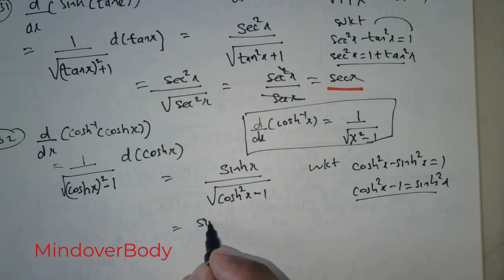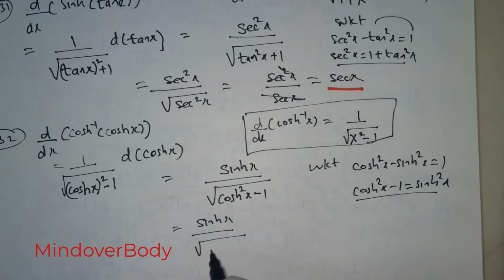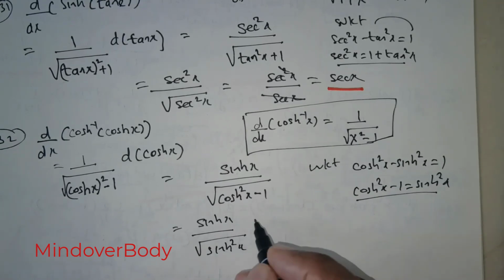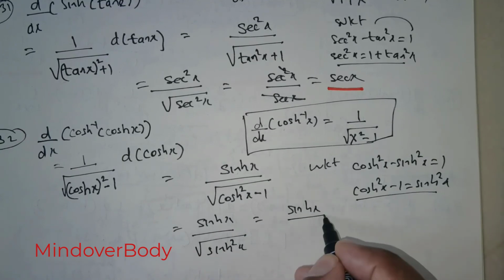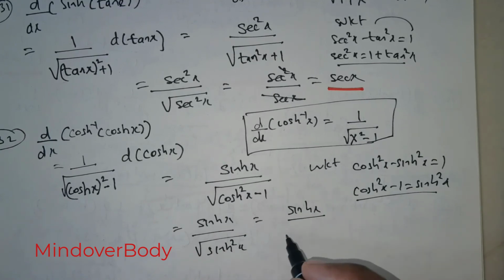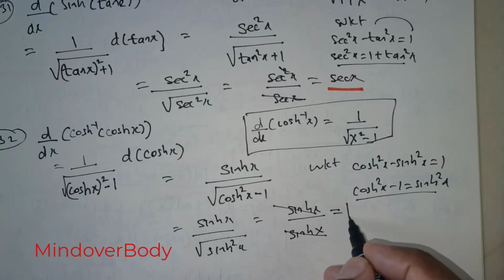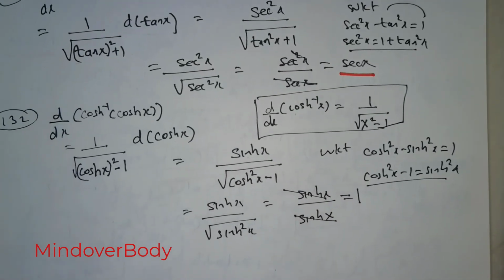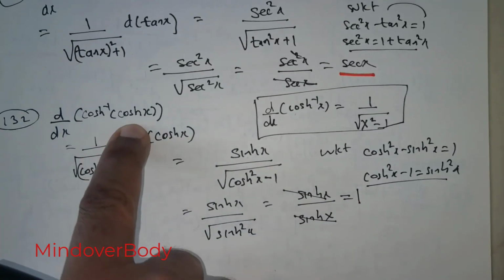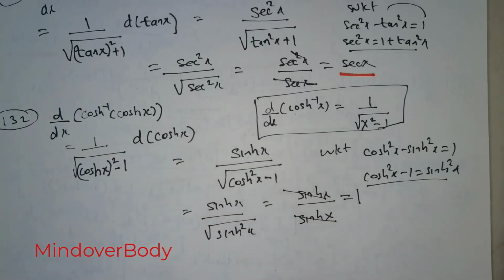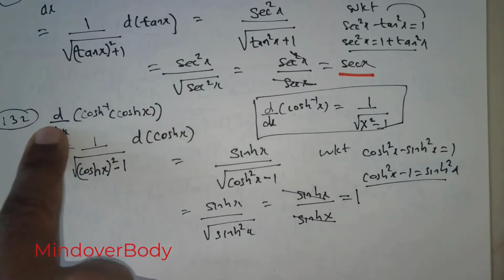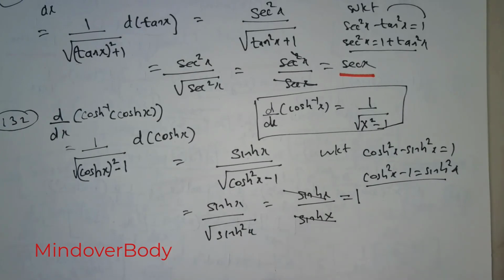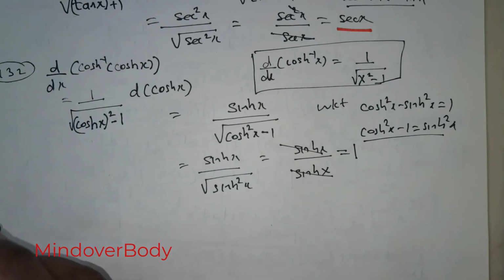So this is going to be rewritten as sinh x divided by root of sinh squared x, which is nothing but sinh x over sinh x. So clearly sinh x can be cancelled, giving me 1, which is the acceptable result. Now we know that cosh inverse of cosh x is actually x, and the differentiation of x leads us to 1. So that is a good result. Having obtained the result, let's go on to the next question.